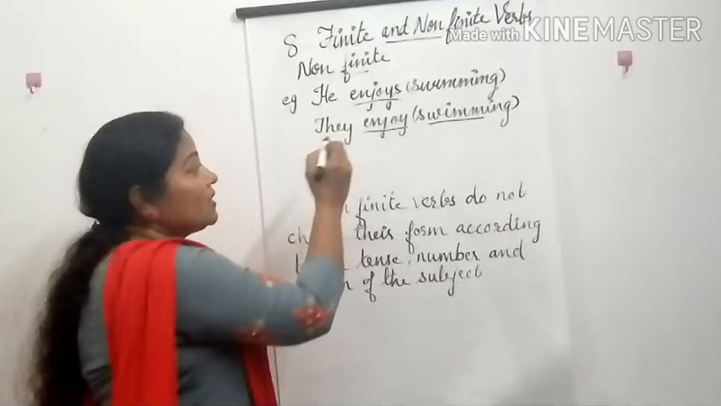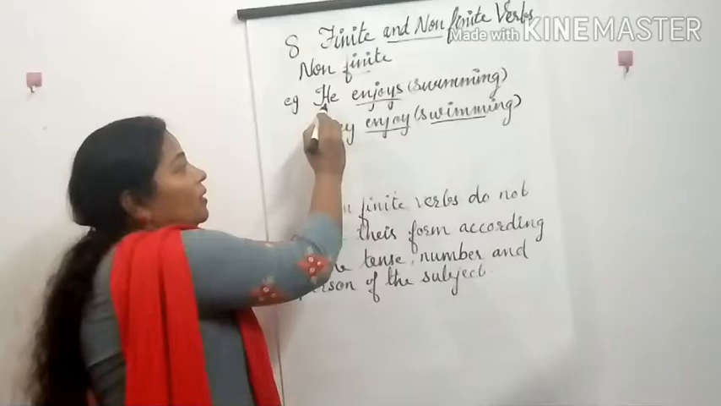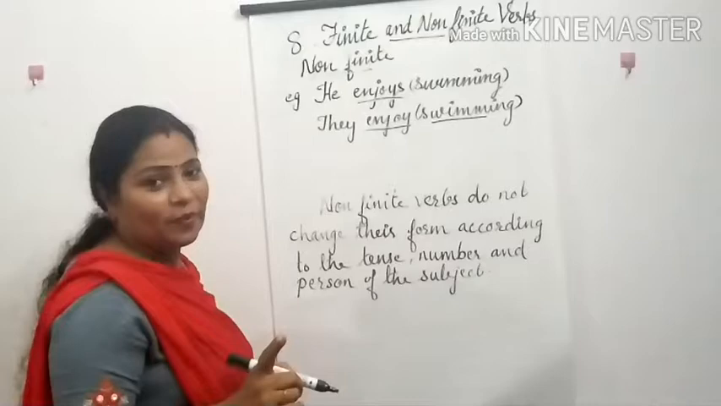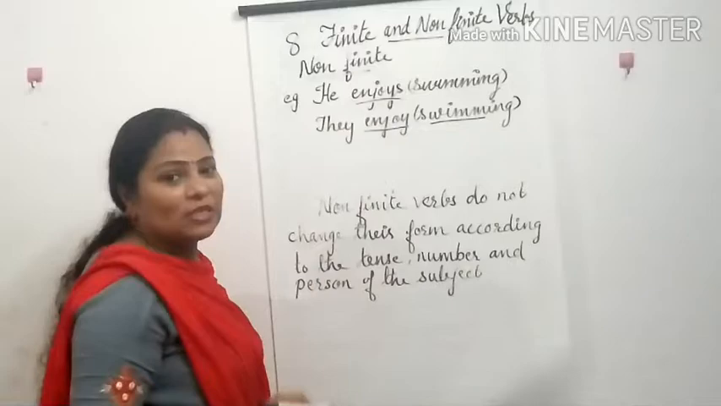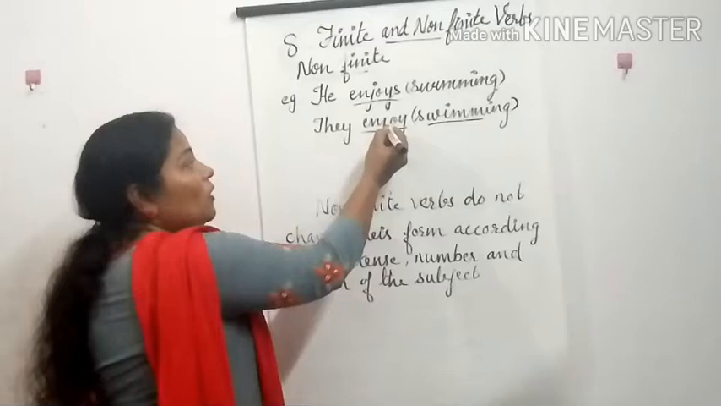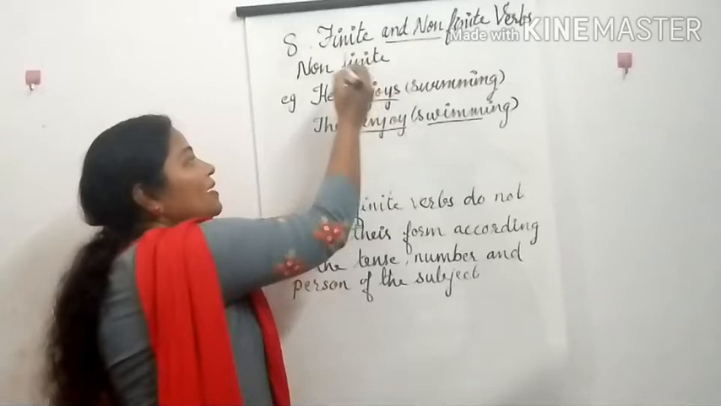Here we have third person singular, and in the second example, we have third person plural. Because it is singular over here, we used a singular verb. Here it is plural, so we use a plural verb. Now, this verb changed according to the subject of the sentence. It changed according to the subject.